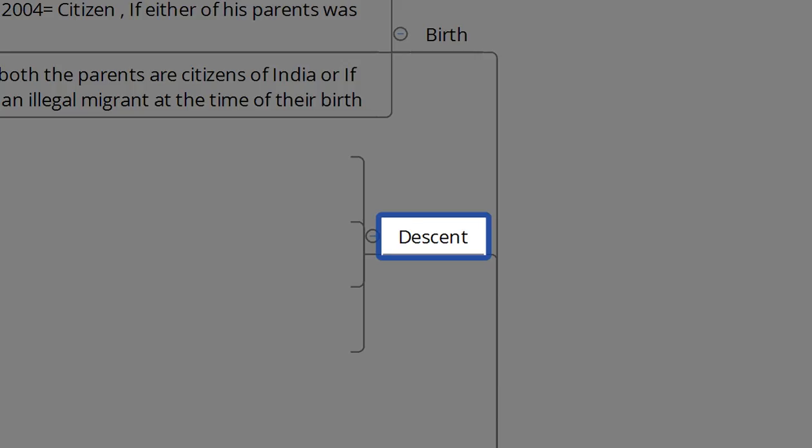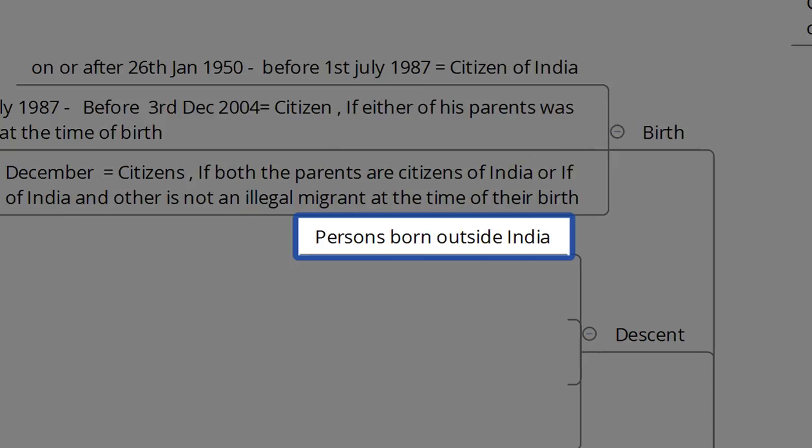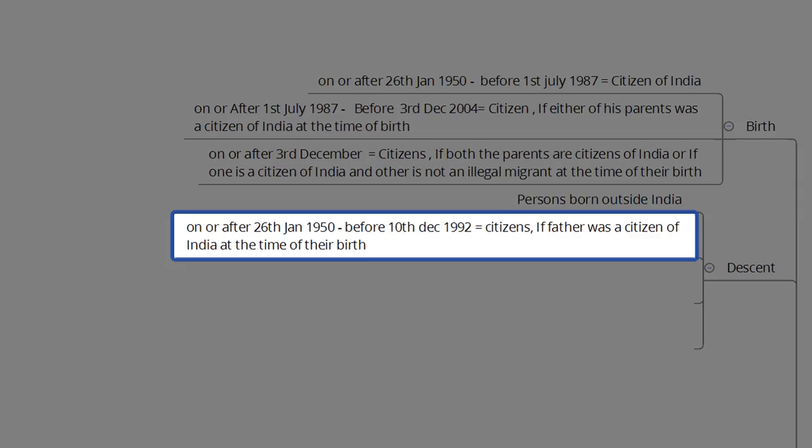And now let's see the descent. In the case of descent, this is only for persons who are born outside India. If the person is born outside India on or after 26 January 1950 but before 10th December 1992, he is a citizen, but only his father should be a citizen of India at the time of birth. It doesn't give weightage to the mother.